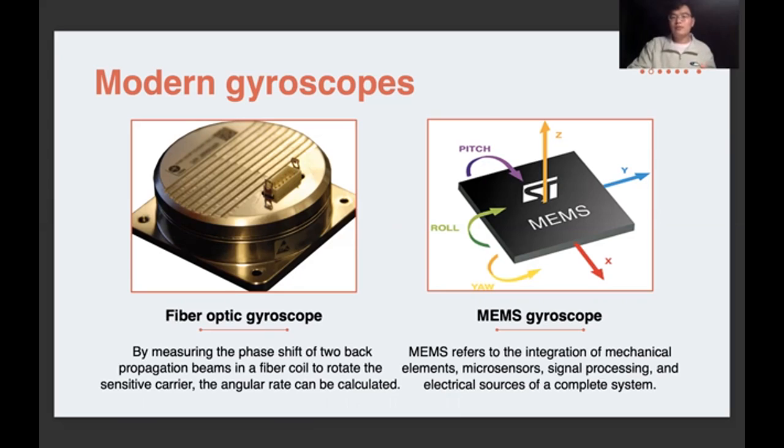MEMS gyroscope. The MEMS gyroscope is the integration of mechanical elements, micro sensors, signal processing, and electrical sources of complete systems. Its accuracy is not as good as the fiber optic gyroscope, and it needs the data of other sensors to realize its functions, but the cost is quite low and it can be mass produced.